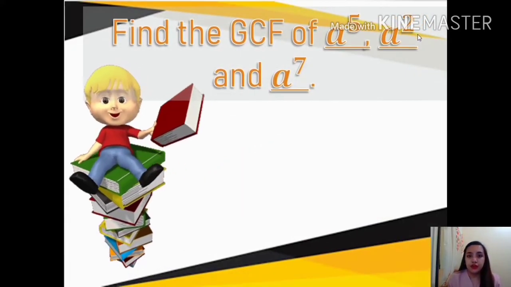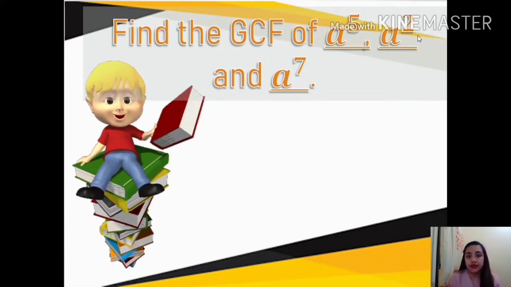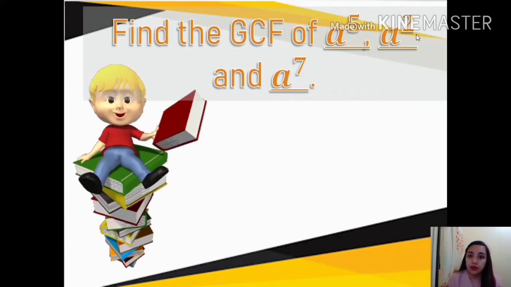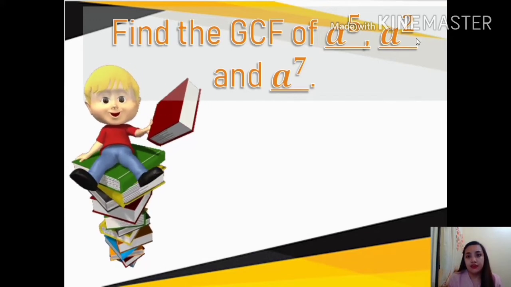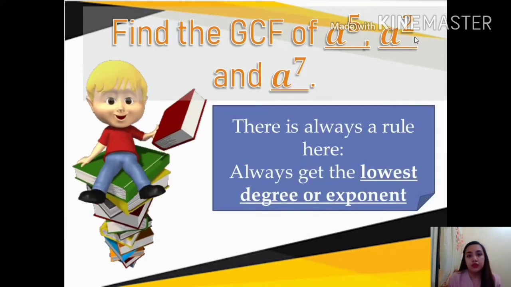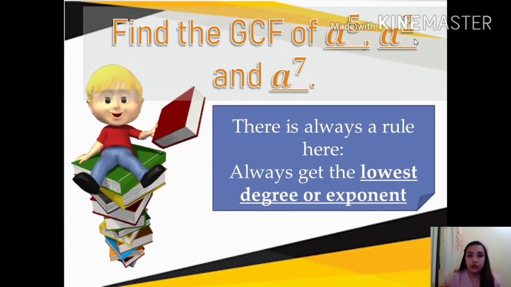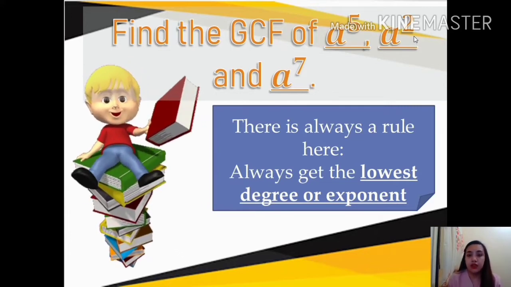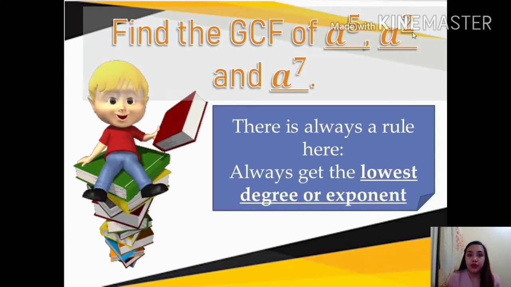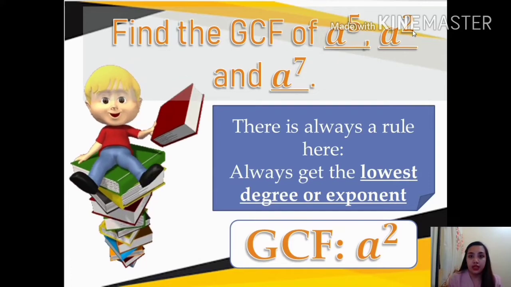Now, if you were going to have a constant and an exponent, how are we going to identify the GCF? We have a to the 5th power, a to the 2nd power, a to the 7th power. Now, we are going to find the GCF of the 3. Are you familiar with the rule? There is always a rule here. Always get the lowest degree or the exponent. So if we choose the lowest degree or exponent among the 3, which is the lowest? Is it 5, 2, or 7? Of course, it's 2. Therefore, the GCF is a to the 2nd power.